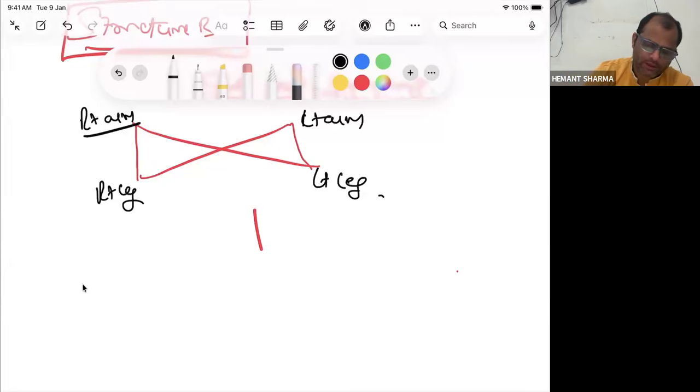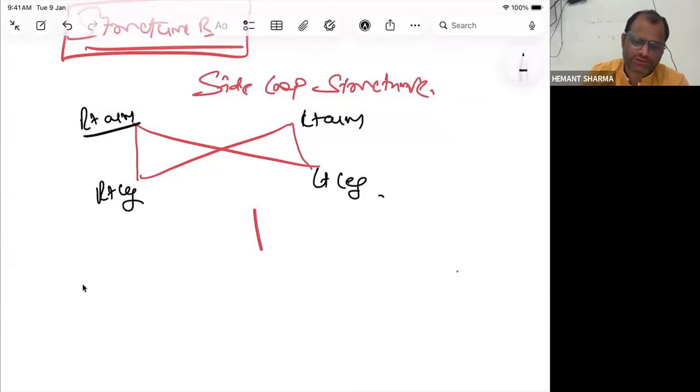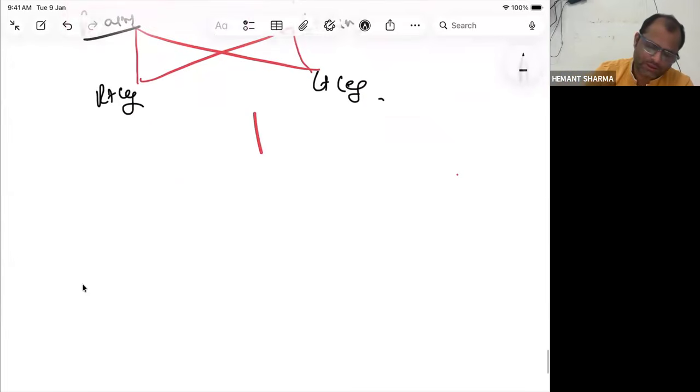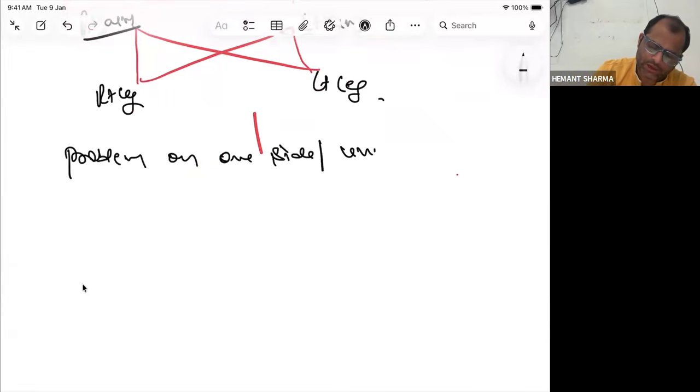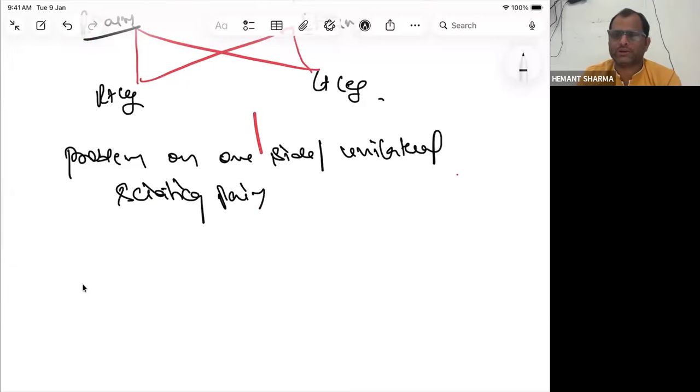So this structure we are using when there is a problem on one side, or unilateral, like sciatica pain. When there is any problem on one side, or unilateral.